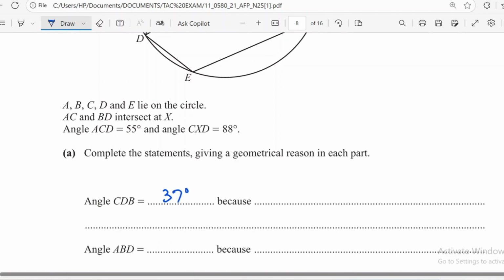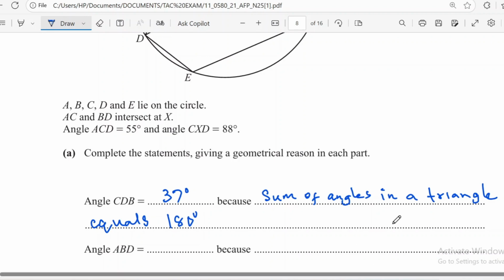So 37 degrees because sum of angles in a triangle equals 180 degrees. So this is the reason that made us get 37 degrees.